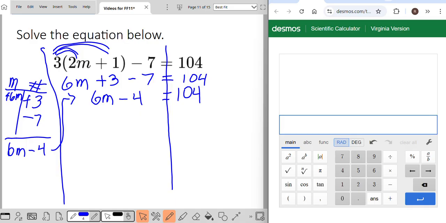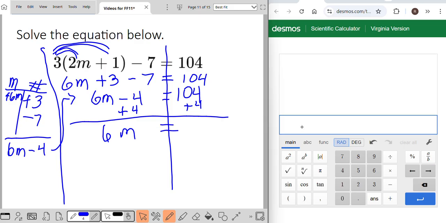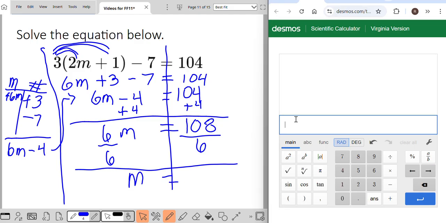Now I have to eliminate the constant. The constant is negative 4. The opposite of negative 4 is plus 4 on each side. So 6m comes down equals, and over here 104 plus 4 is 108. After that, I have to isolate the variable. That means get the variable alone by dividing out that 6, which gives me 1m equals 108 divided by 6, which is 18.